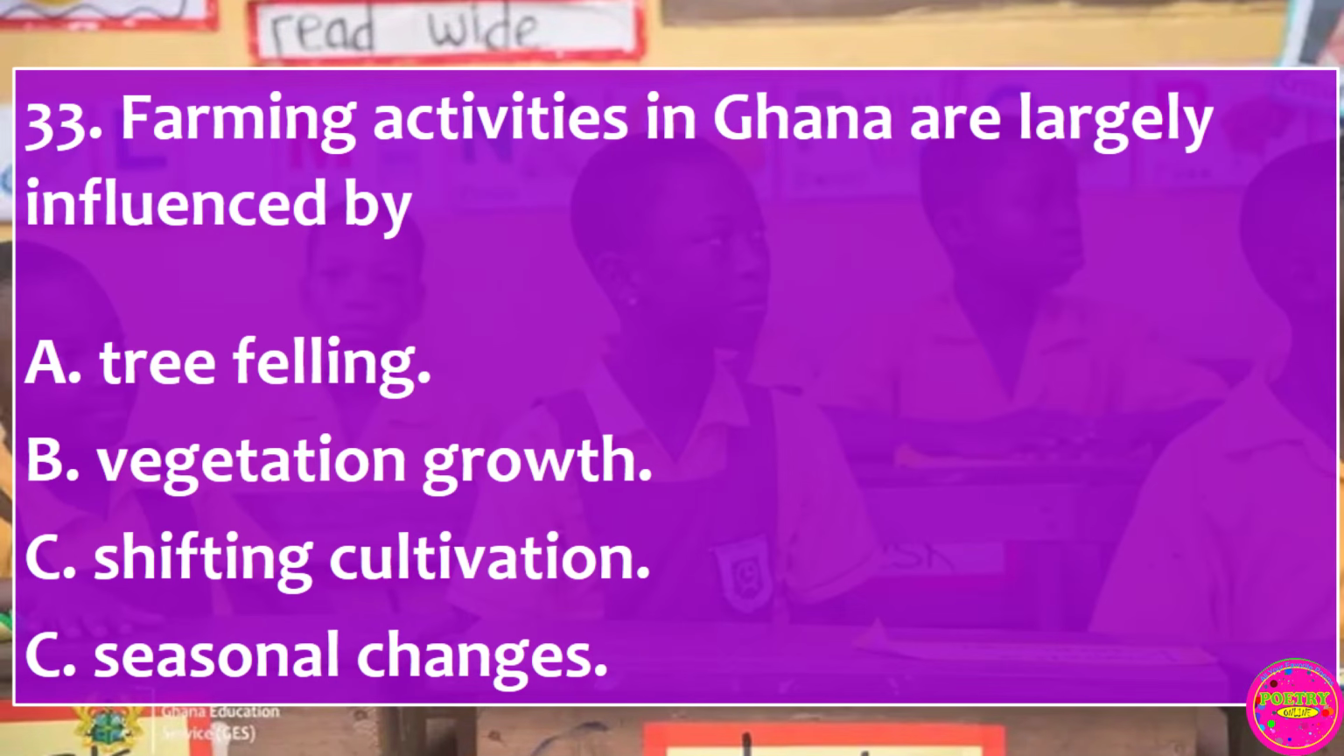Question 33. Farming activities in Ghana are largely influenced by A. Tree felling. B. Vegetation growth. C. Shifting cultivation. D. Seasonal changes. The correct answer to this question is D. Seasonal changes.